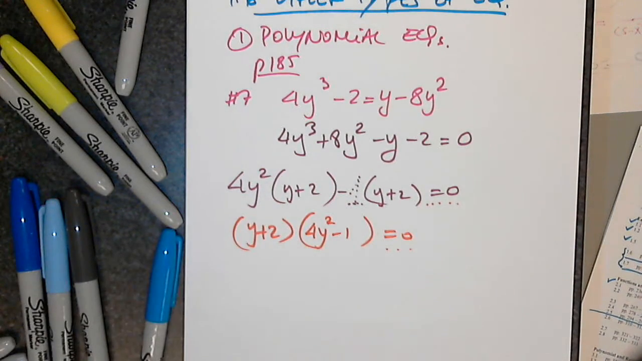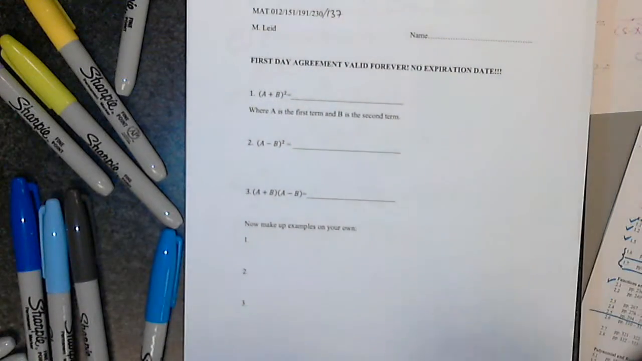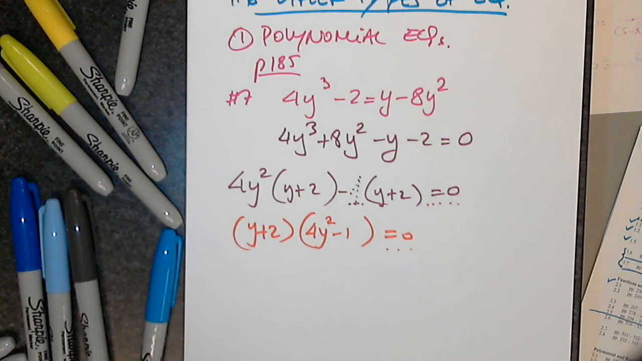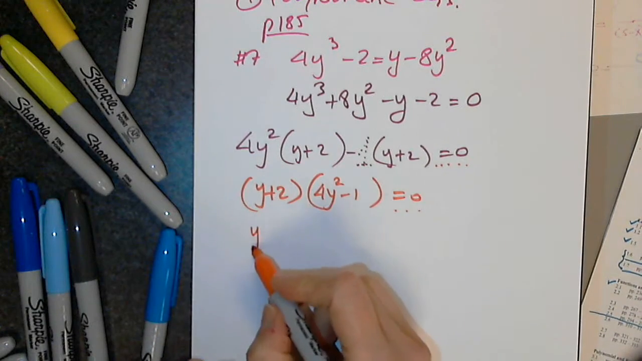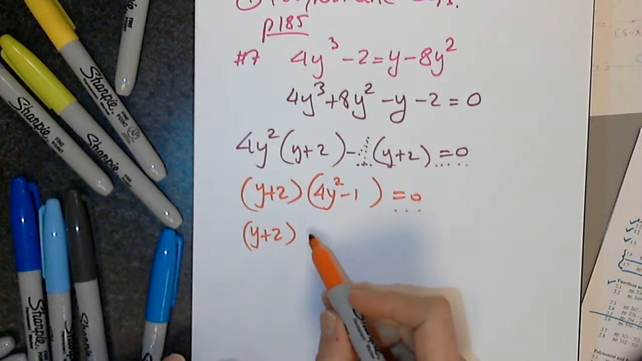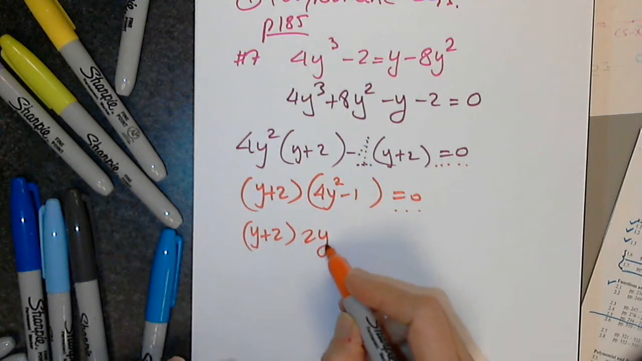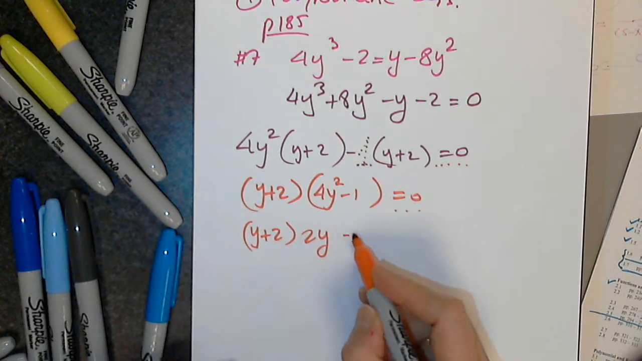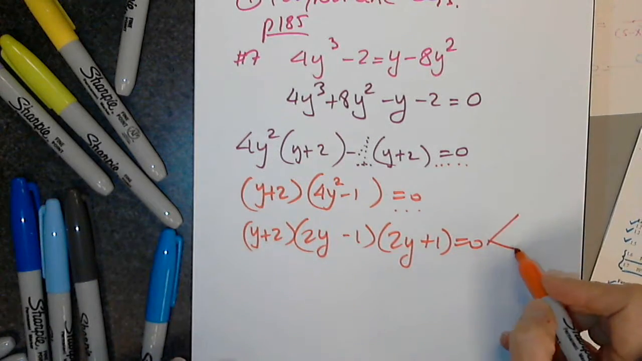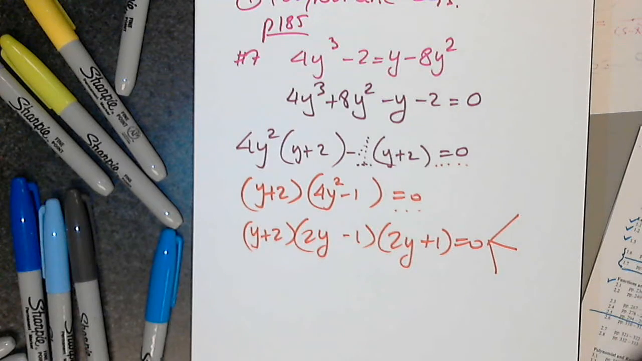Very good. How do I continue? We have an agreement that we all signed on the first day of classes. So now you will tell me what to do. Very good. Okay, well, how do I do that then? 2y minus 1, 2y plus 1. Very good. Can anyone identify those three solutions?